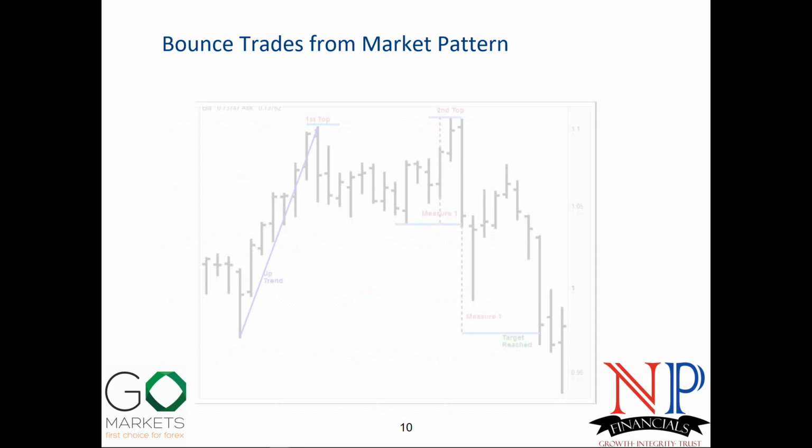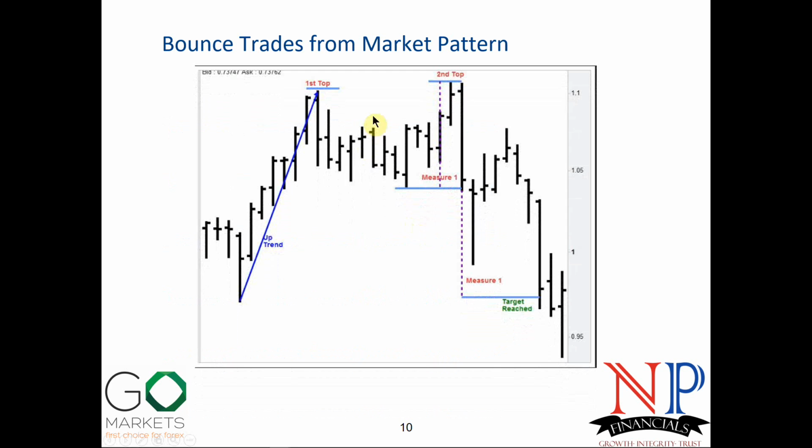Okay, pretty simple. Next one, bounce trades from the market pattern: double top. Now this is also class A because this was an uptrend, and the second top is the swing. I think this is a peak, and that is a peak, because this down bar is preceded by an up bar, this down bar preceded by an up bar. So this second top should be higher than the first top at the right hand side top corner of the screen when it is appearing at around 1.1.